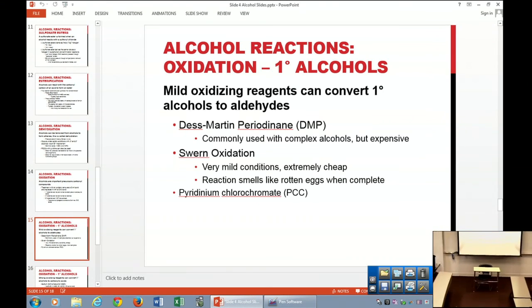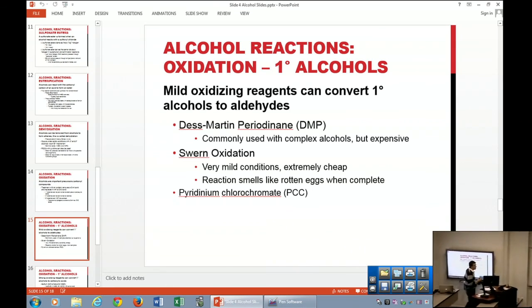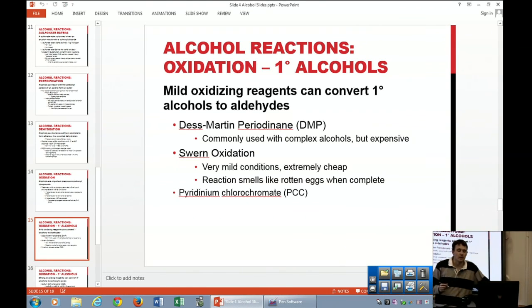Right. So the choice of oxidant that you make impacts what product you're going to see in your reaction. There are oxidants that will convert primary alcohols to aldehydes, and there are other oxidants that will convert primary alcohols to carboxylic acids. So first we're going to look at converting primary alcohols to aldehydes.